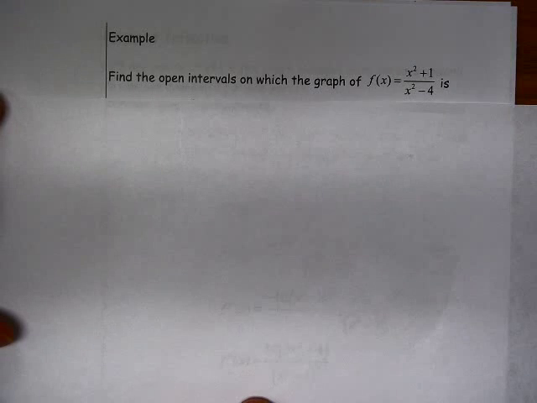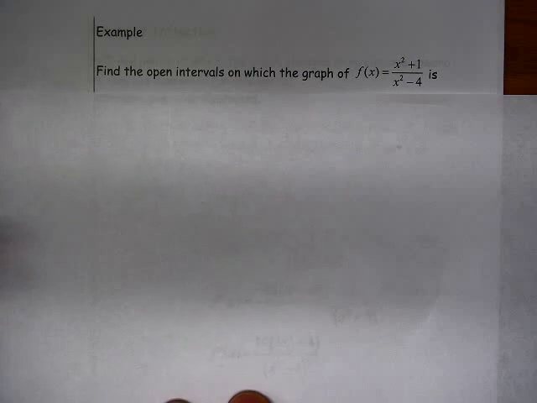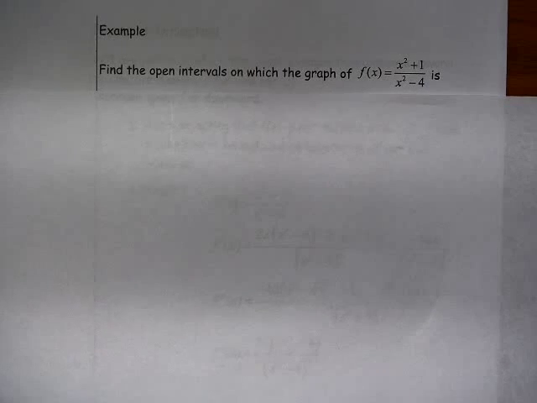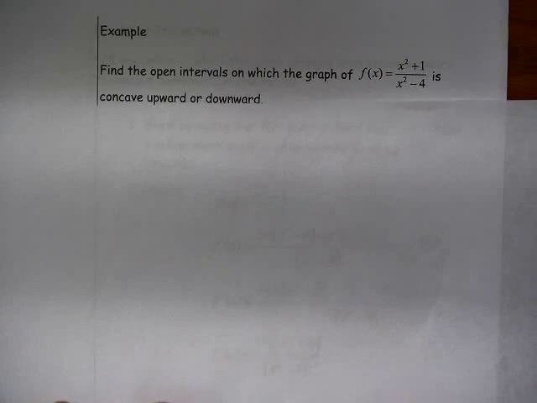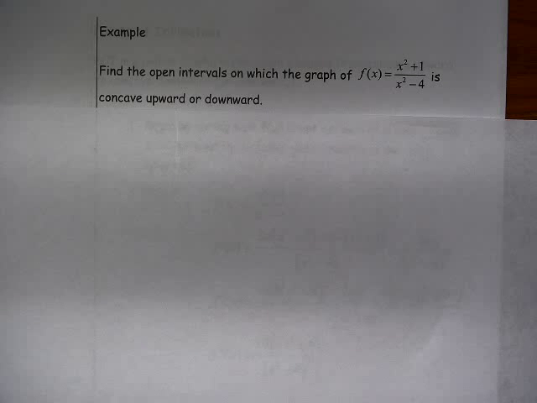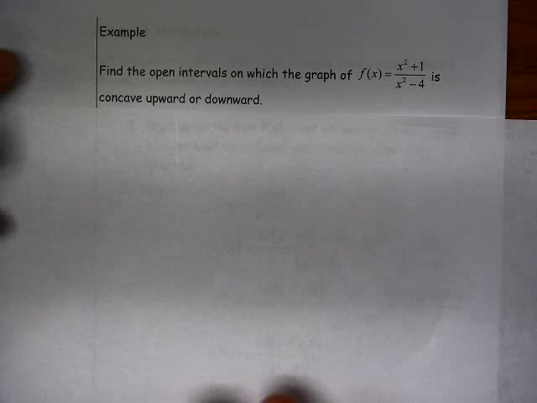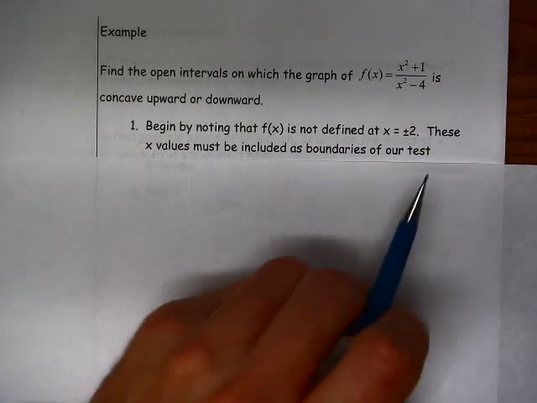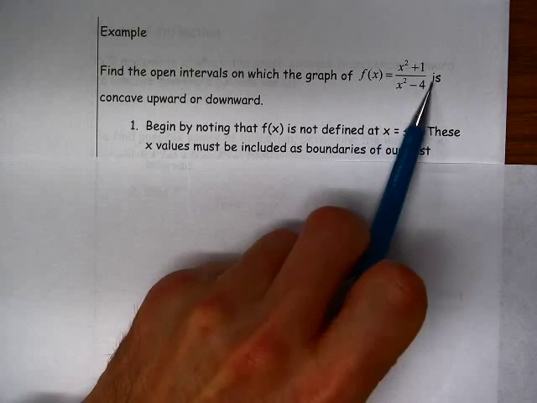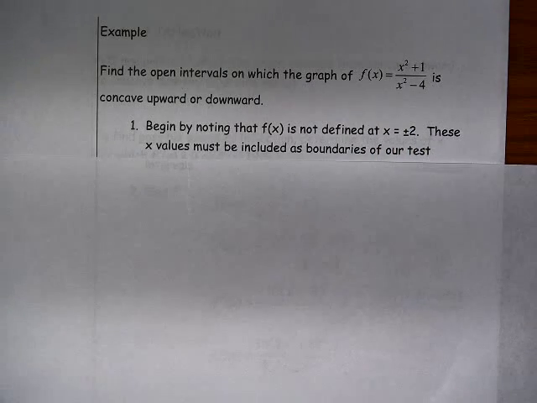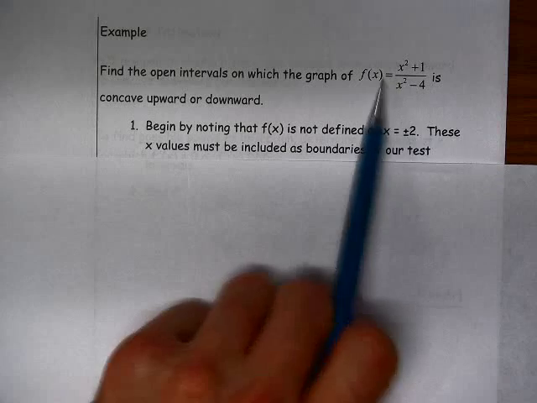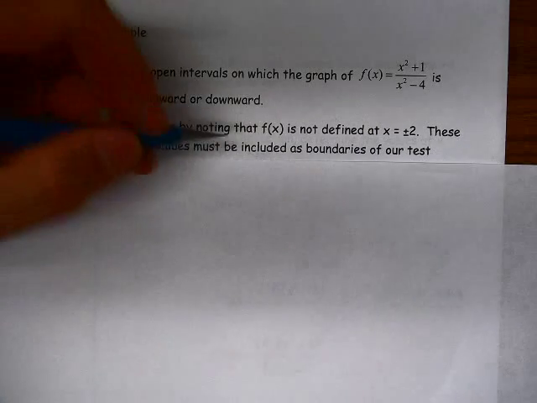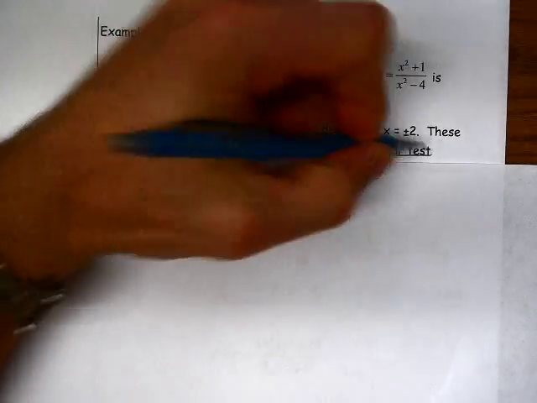Now here we have a more complicated function. We want to find the open intervals in which the graph of this rational function is concave upward or downward. Alright, so the process, we're going to first note that f of x is not defined at positive and negative 2. F of x itself has some kind of discontinuity. It looks like a vertical asymptote at positive and negative 2. So we have to include those x values as boundaries for our test.